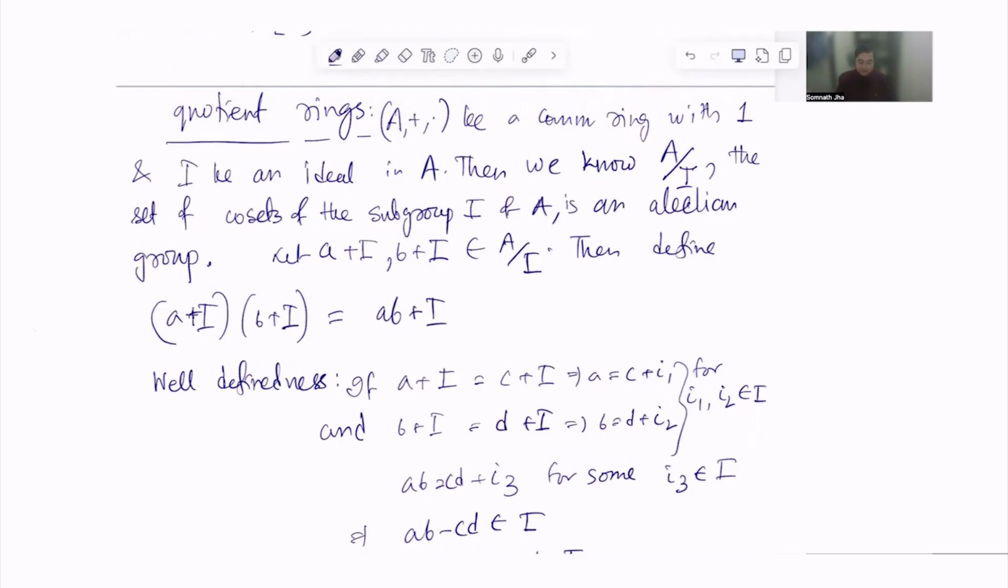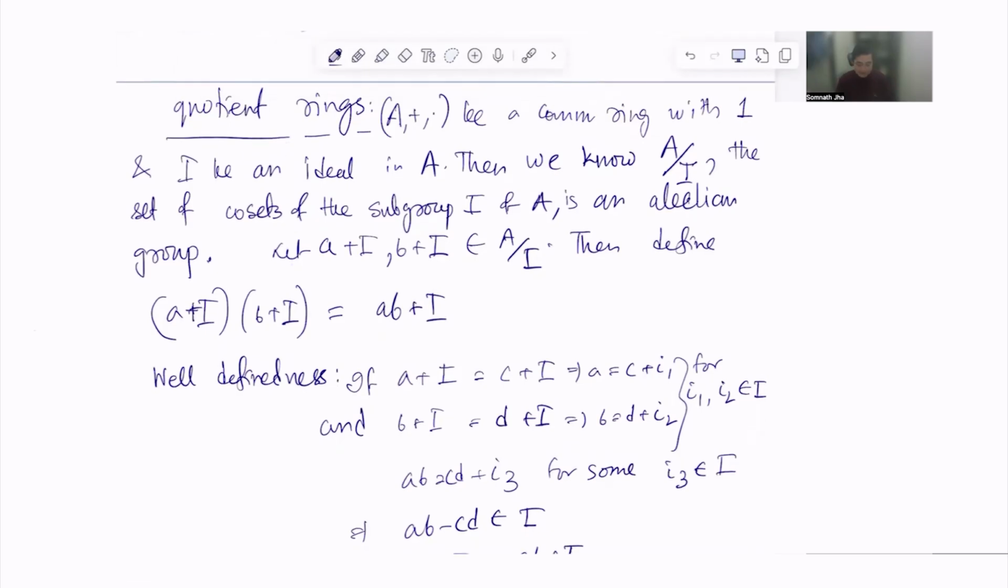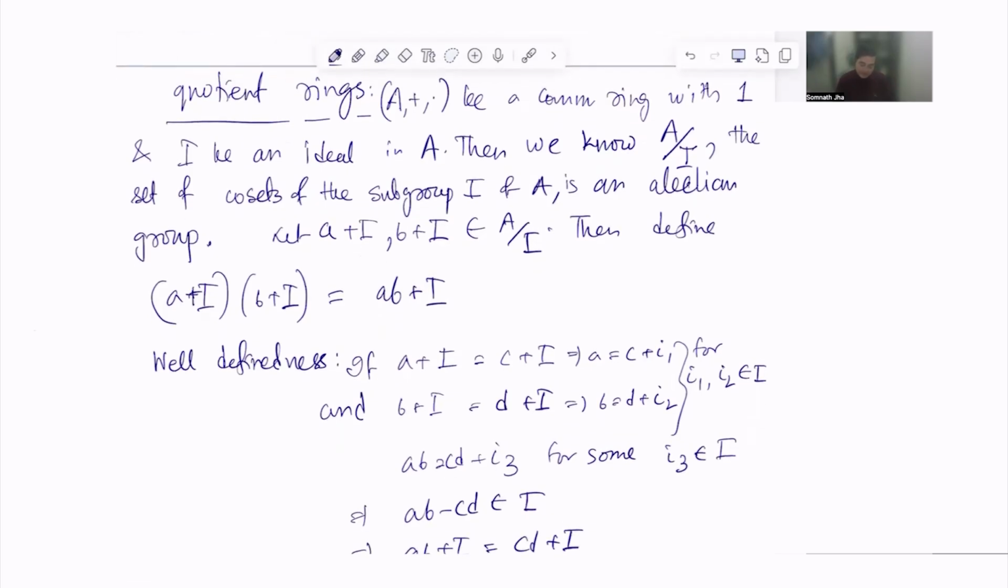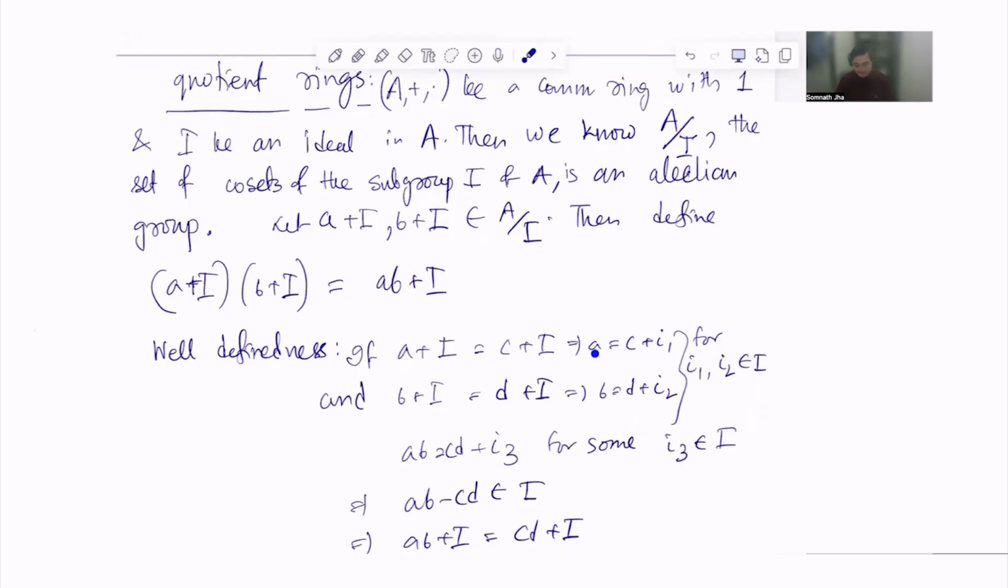So (a + I)(b + I) = ab + I. First thing again, you need to check it is well defined. So suppose a + I is also represented by the coset c + I. That precisely means that a can be written as c + i1, and the coset b + I, suppose it is written as d + I. That means the element b can be written as d + i2, where i1 and i2 are in I. That's what this means if you go back to the definition.